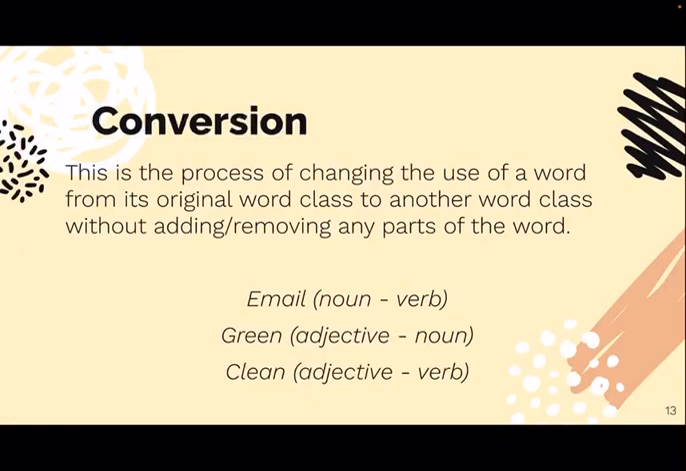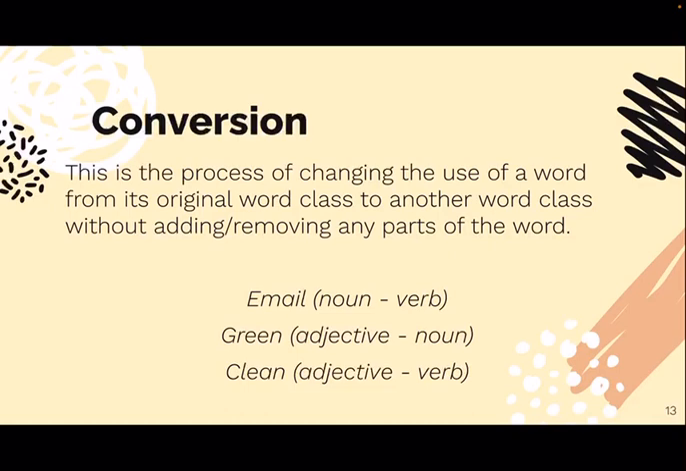Conversion is the process of changing the use of a word from its original word class to another word class without adding or removing any parts of the word. So we're not adding or removing any morphemes in conversion. So email originally was just an email. You send an email. Now you can email someone. So it's gone from just being a noun to being a noun and a verb.